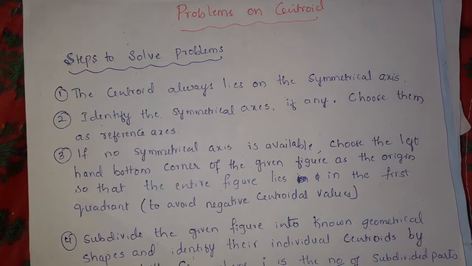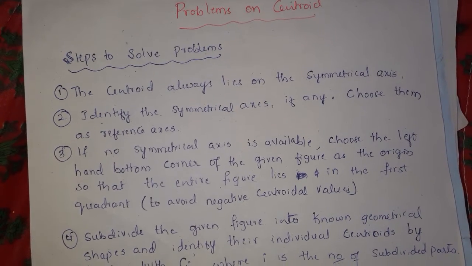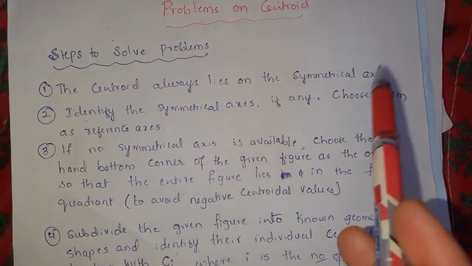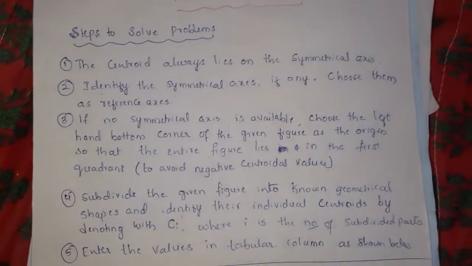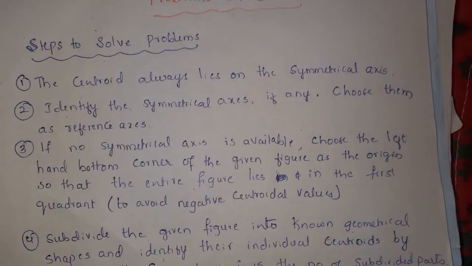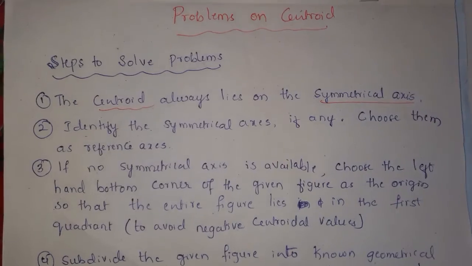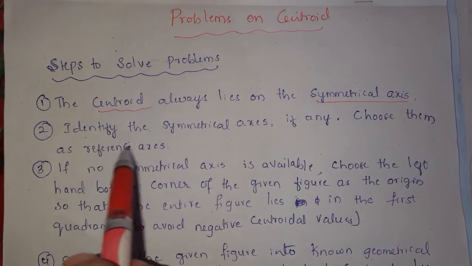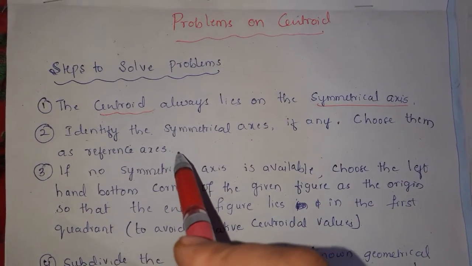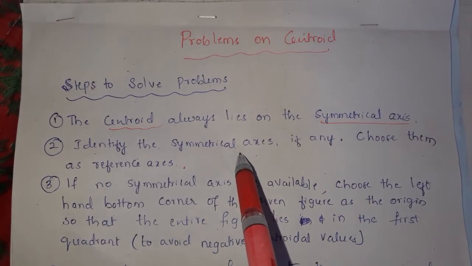Before going to the problem, there are some steps to be followed for solving it. First, the centroid always lies on the symmetrical axis. You have to remember that if the given figure is symmetrical about any axis, the centroid will always lie on that axis. In such a case, identify the symmetrical axis, if any, and choose it as the reference axis.